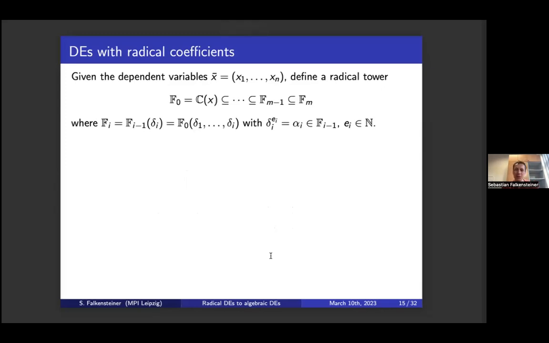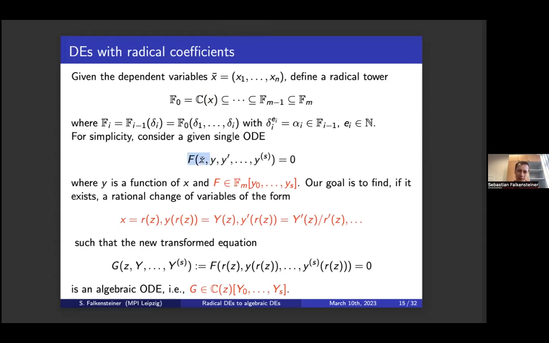Now we want to go one step further, coming from algebraic equations and parametrizations to differential equations. The first step is we want to take a look at when radical expressions are involved in the coefficients in x, like in the multi-weighting example. So we define again a radical tower and we choose as a base field this here, where x is the independent variable.